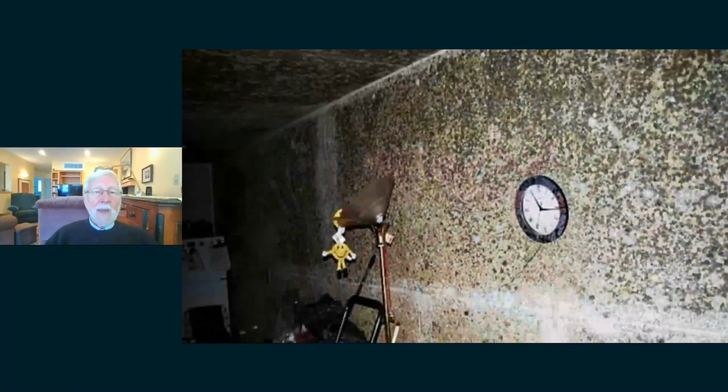Here's a very dramatic problem. You can see that the joint compound in between the sheetrock is not mold infested.